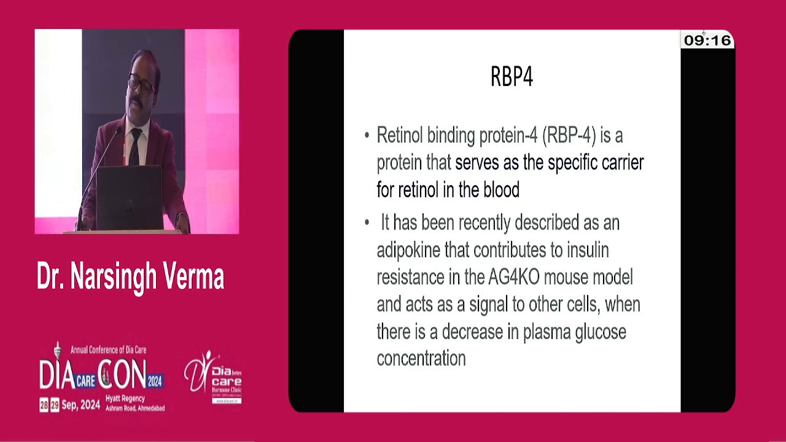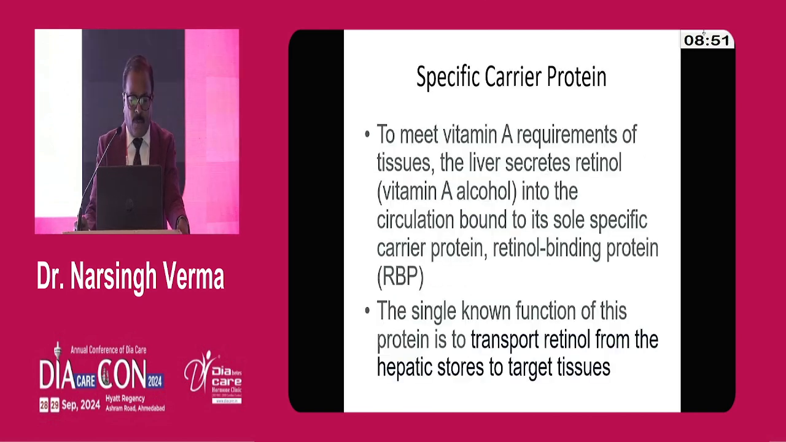Another interesting pathway is that of retinol binding protein 4. This retinol binding protein 4 is a protein that normally serves as the specific carrier for retinol in the blood, and it has recently been described as an adipokine that contributes to insulin resistance in the GLUT4 knockout mouse model. It has been seen and studied in the mouse model.